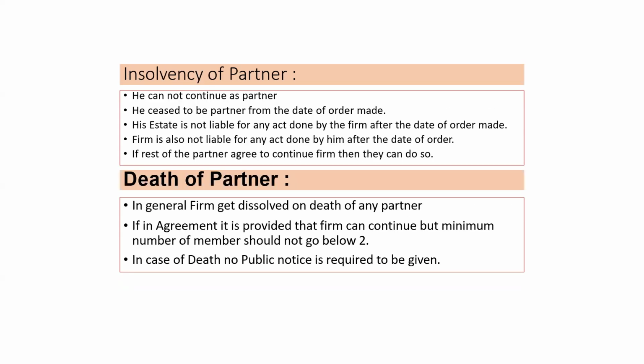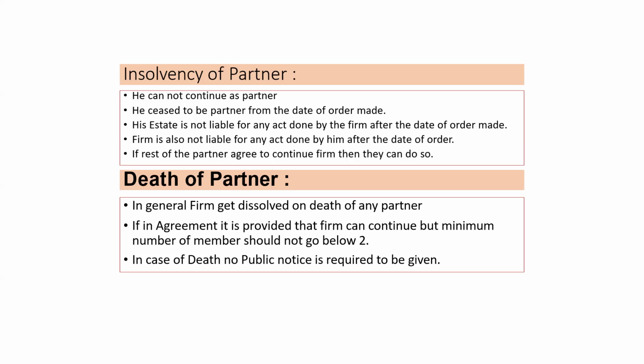Insolvency of partner. He cannot continue as partner if a person is adjudged insolvent or insolvency proceedings have been instituted against him. He cannot continue as a partner, and he ceases to be a partner from the date of the order. His estate is not liable for any act done by the firm after the date of the order. Firm is also not liable for any act done by him after the date of the order. And if rest of the partners agree to continue the firm, then they can do so.